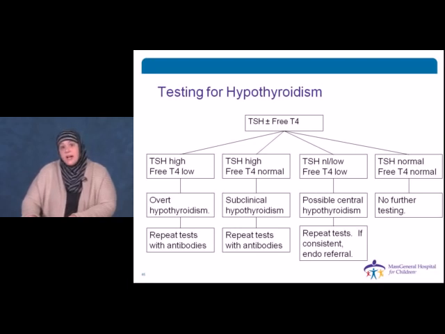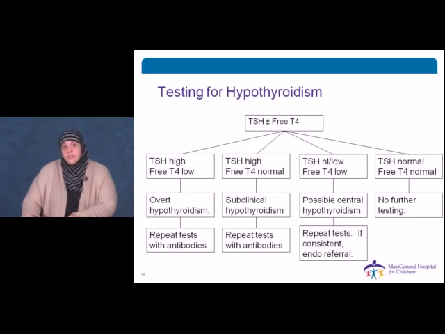If the TSH is high, but the free T4, the circulating thyroid hormone, is normal, then you have a situation of subclinical hypothyroidism. You also would want to repeat your tests, and you would want to send antibodies to see if this is due potentially to a Hashimoto's thyroiditis. And we'll talk about the treatment in just a minute.